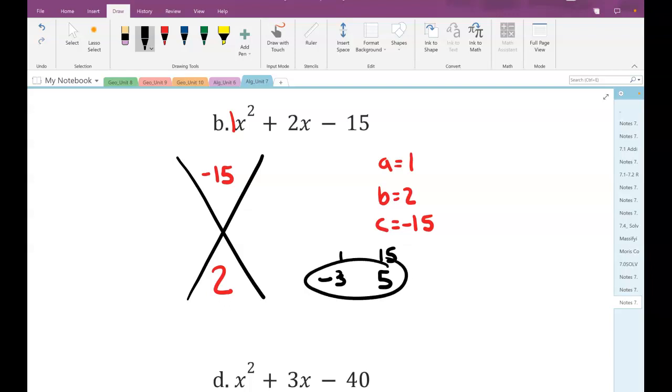Because negative 3 plus 5 is positive 2. Negative 3 times 5 is negative 15. So we fill in our x. Negative 3, positive 5. And again, we could have written our 5 over here and our negative 3 over here. If I have just one negative, I usually put it in the front because where we're going with this, factoring by grouping, it's easier if your negative is on that side of your x.